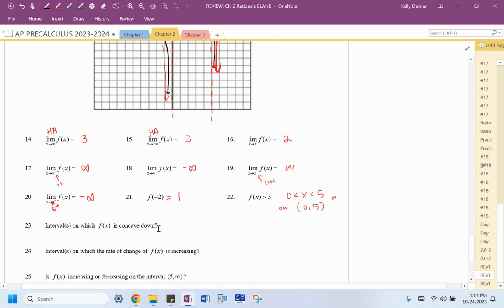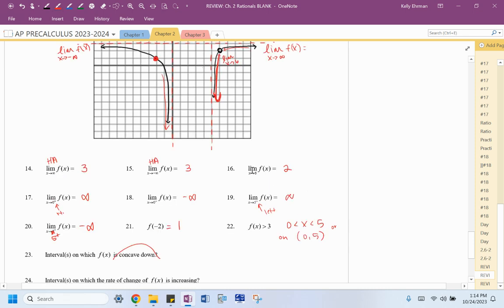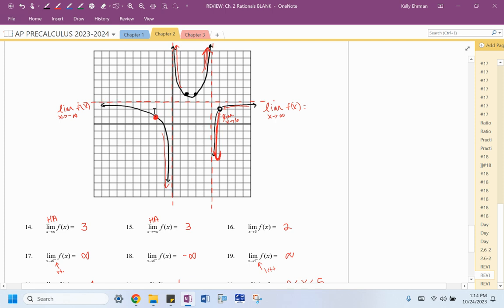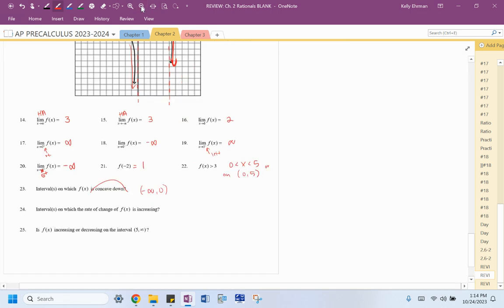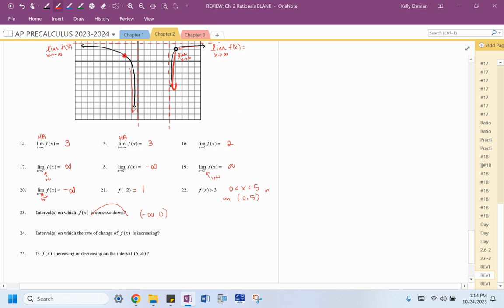Interval or intervals on which f of x is concave down looks like a frown. So go up to your graph. This section is concave down, and this section is concave down. So it's all about just the curvature. That's negative infinity to 0. And just zoom this out here. And 5 to infinity.